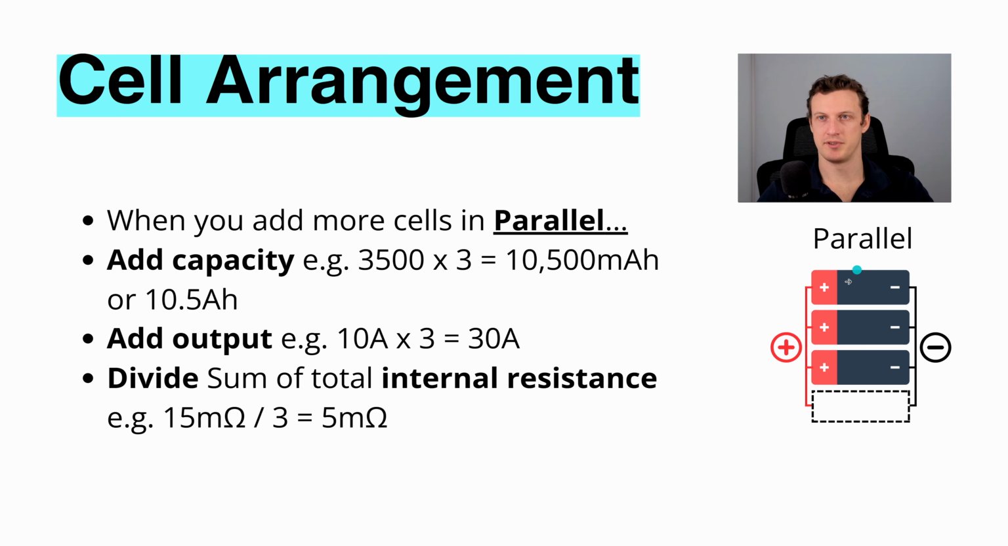Not all cells are exactly the same with the internal resistance, they can be slightly different, but for this example, we're going to say that they're all 15 milliohms each. Divide that by 3, that'll give you 5 milliohms. And in our example, if you were to change this parallel group from 1S 3P to a 1S 4P, that's where the cell would go.